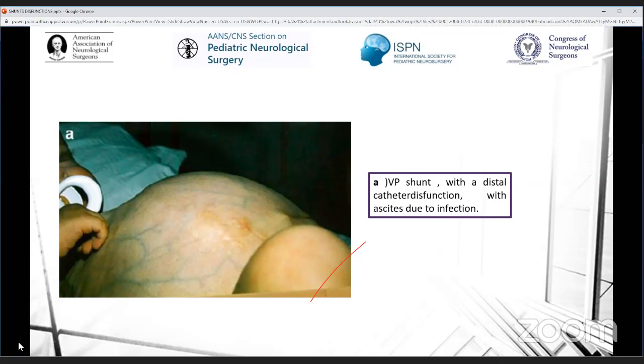On this photograph, we see a distal catheter dysfunction with a cyst, occurring with an infection. So we found this kind of infection associated with the distal catheter. We found sometimes cysts that are abdominal. We must think of another kind of shunt, or sometimes we must use antibiotics and other measures to try to treat this, but it's very hard. And sometimes the patients have a bad prognosis.